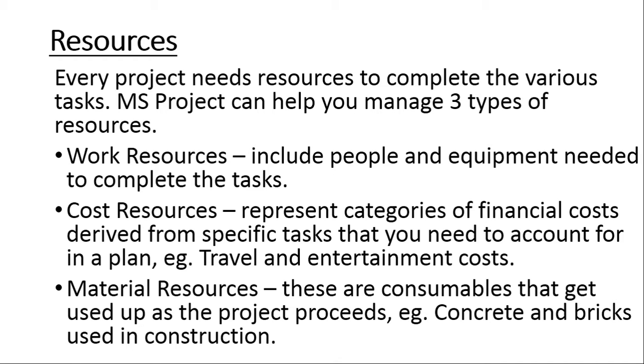Then we have a second category referred to as cost resources. These represent categories of financial costs that are derived from specific tasks that you need to account for in a plan. For example, travel and entertainment costs. So these are not people or machines that are performing work, but these are costs that we incur in the process of executing a task, and we need to give account of these costs. So when we travel and when we entertain ourselves, we need to record the costs for these activities.